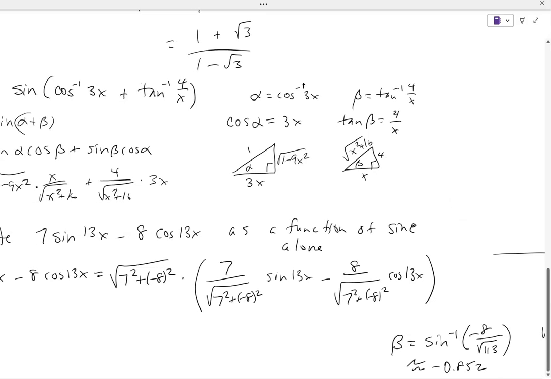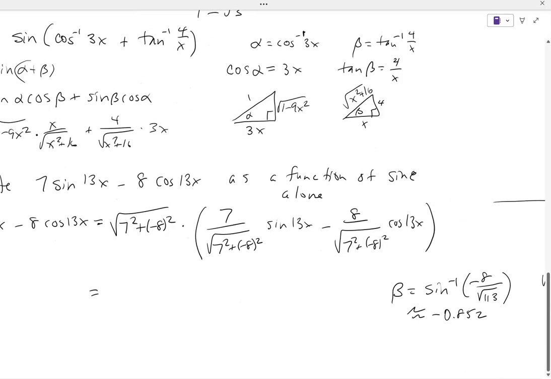All right, so going back up then and finishing off the problem. That one square root of 113 that we multiplied on top stays in front. That's the amplitude of the sinusoid. Again, your 13x is playing the role of one of your angles, and then the minus 0.852 is playing the role of your other one. And that's it. That's how you do that particular problem.